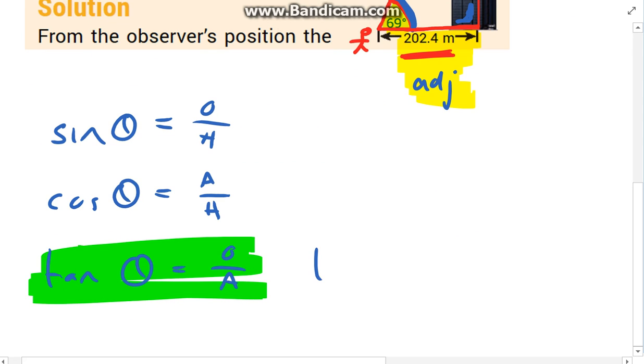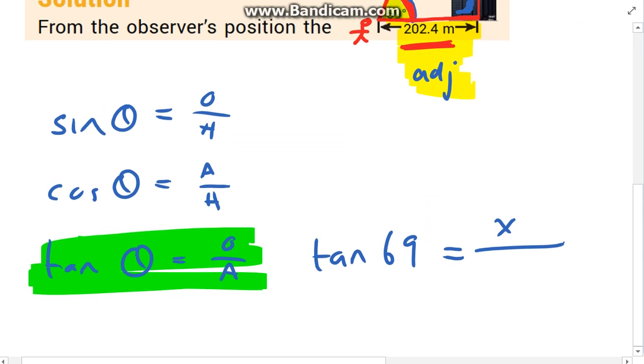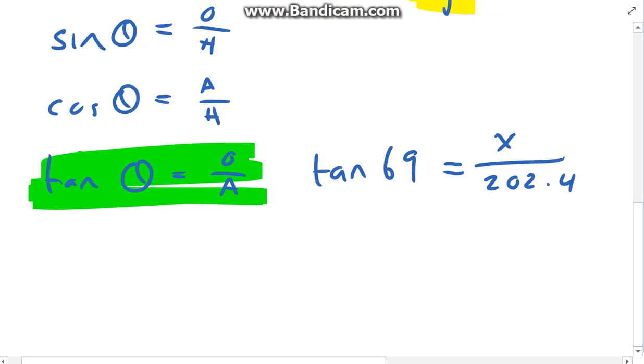So we're going to have the tan of 69 degrees is equal to opposite, which was x, over our adjacent, which is 202.4, and we're trying to find x, which is our height. So we want to get x on its own. What is stopping us from getting x on its own? Well, the fact that we have 202.4 divided by x.